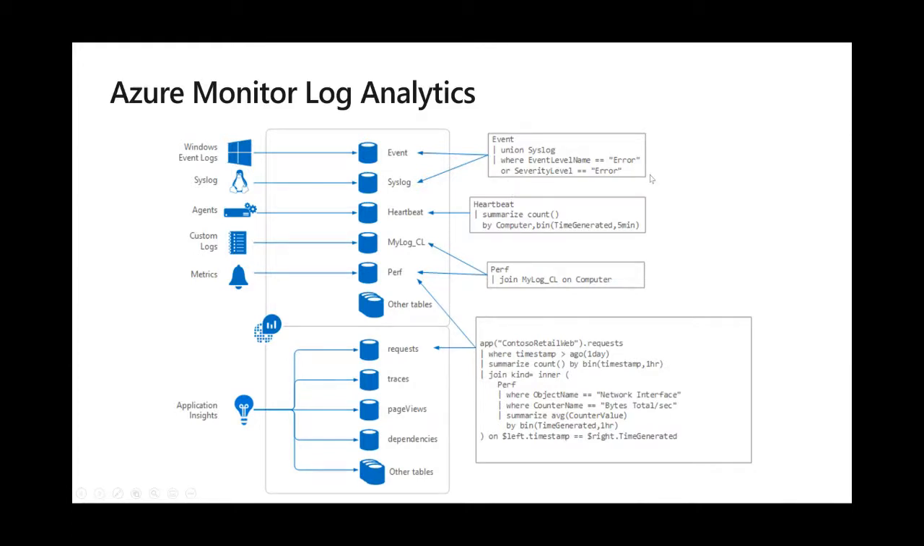Here are some examples of how you can use KQL to gather the data collected. For instance, this one will generate all the error events that are in syslog or event log. Here, what is the heartbeat of the agents, and how many agents are up and running. And of course, it can get quite complex.